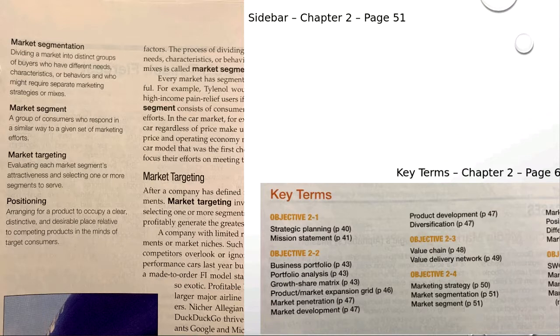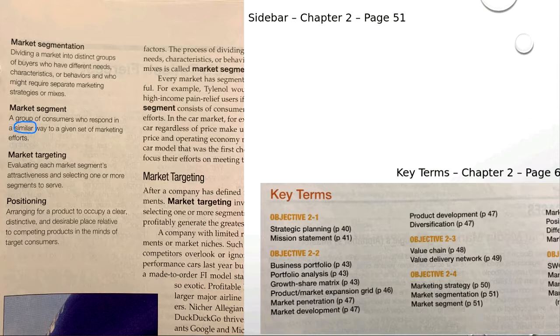A group of customers who respond in a similar way to a given set of marketing efforts is called a market segment. Key terms. I don't know why that's cut off. Well, I don't know. It's page 60 something.